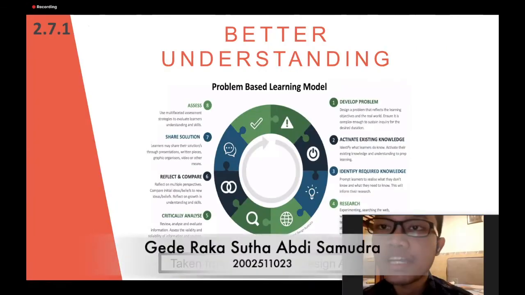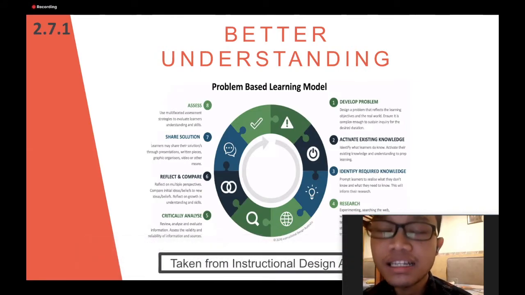Next. My name is Gede Samudra, and I will explain to you about the specifications of small group discussions' cognitive benefits. The first one is better understanding. It means the student comprehension can improve after attending a small group discussion session. You can see it from the problem learning model created by Instructional Design Australia.